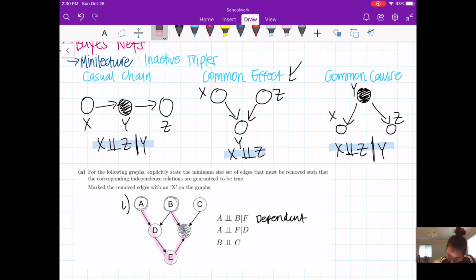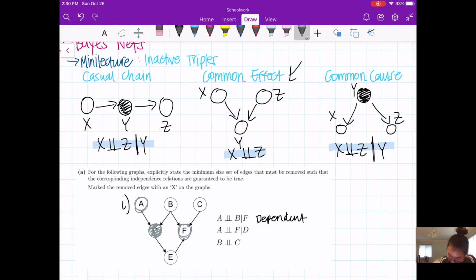Cool. So that's a problem we want to watch out for. And then let me erase this. And now let's try looking at the next one. So A independent to F given D. So shading in D. Cool.